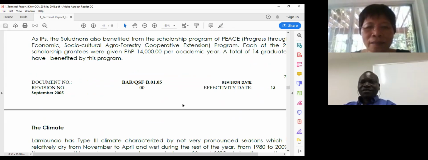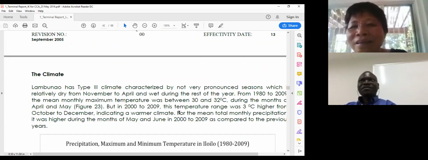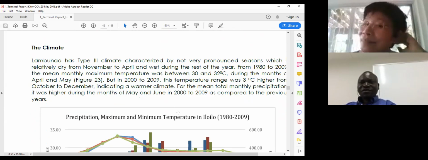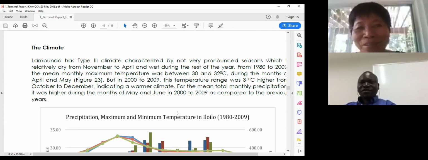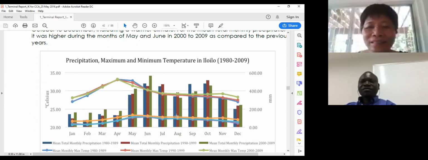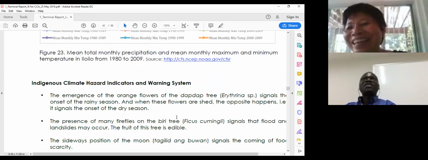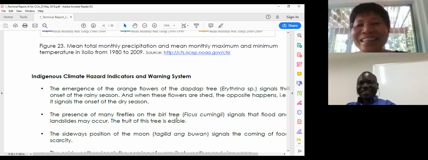By the way, have you published in Japanese? Yes, I publish. It will be coming out. I only publish mine, this one, the Suludnon. It will be coming out at the Journal of Environmental Science. Not in Japanese yet. No, in English. But I'll send you a copy of it.